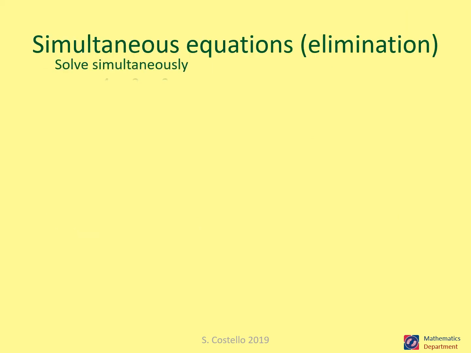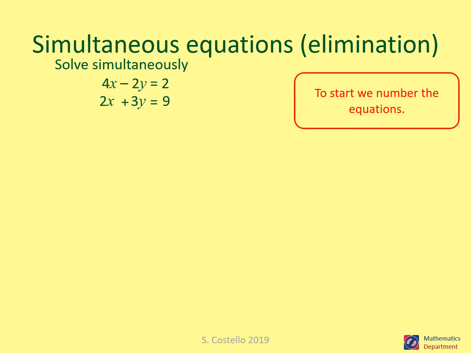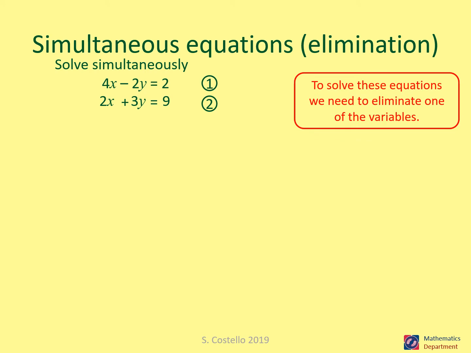So, solve simultaneously 4x minus 2y equals 2, and 2x plus 3y equals 9. As before, we're going to start by numbering the equations, equation 1 and equation 2. And to solve these, we need to eliminate either both of the x's or both of the y's.